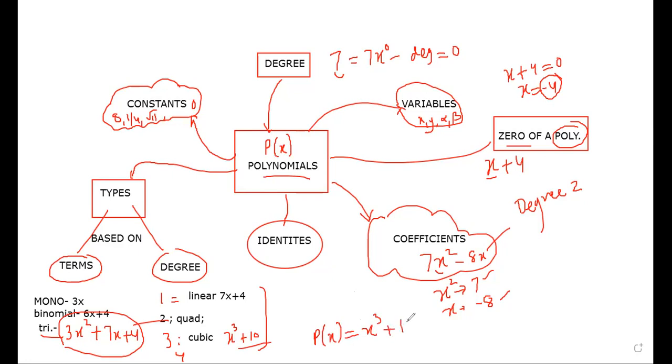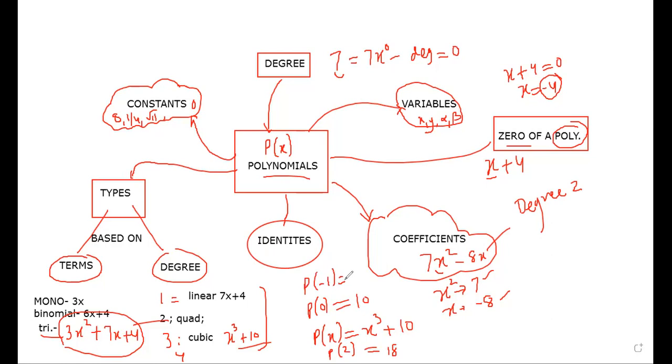Now if I say what is the value of P2? P2 means in place of x you write 2. What is P2 here? 2 cube plus 10. How much? 18. So 18 is the value of P2. What is P0? 10. P0 is 10. What is P minus 1? 9. Okay, 9.